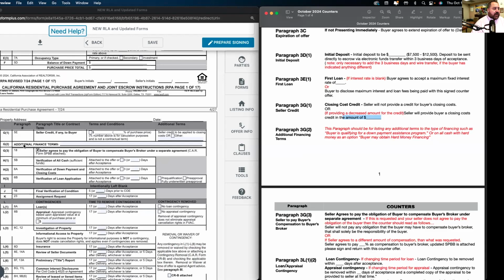This paragraph right here, 3G2, I put a little note here. This paragraph should be for listing any additional terms to the type of financing, such as buyers qualifying for a down payment assistance program or an all cash with hard money as an option. Buyer may obtain hard money or private money financing. That's the only thing that should be in there. There shouldn't be anything about credits or the buy downs or anything like that. That gets addressed in a different section. So there's really nothing to counter there. I just want you guys to recognize what should be there.